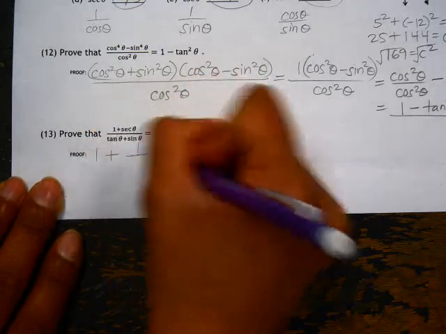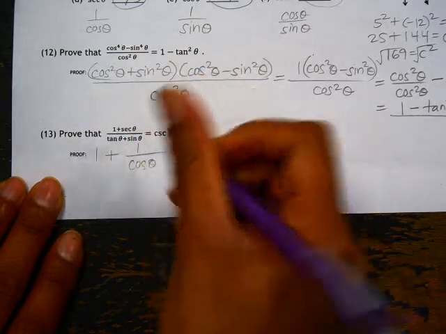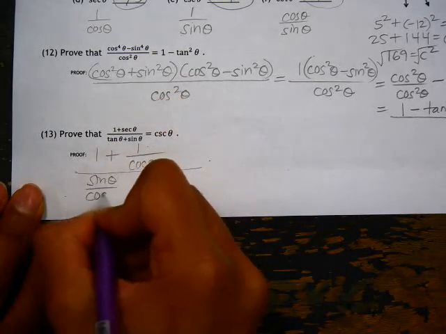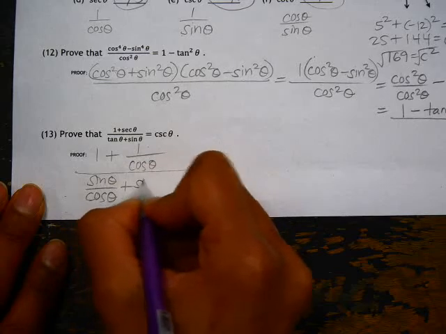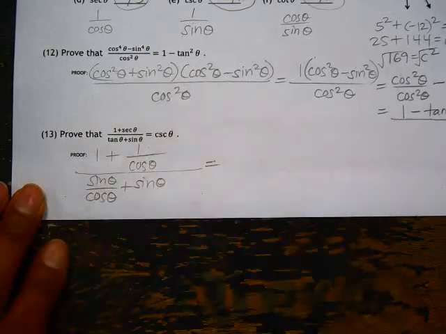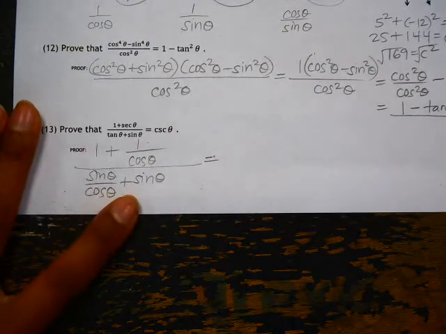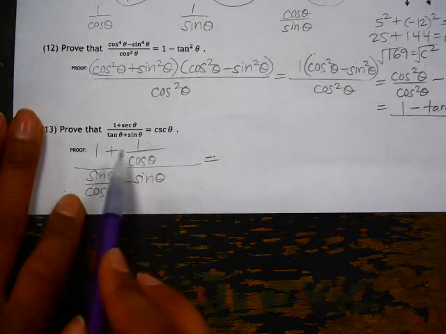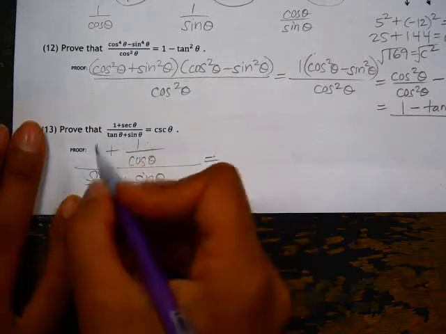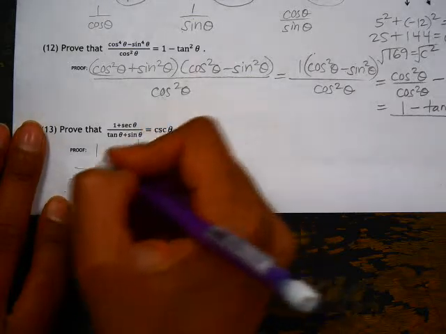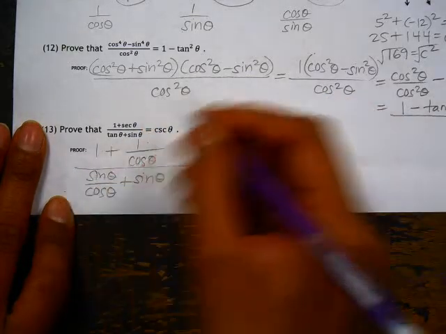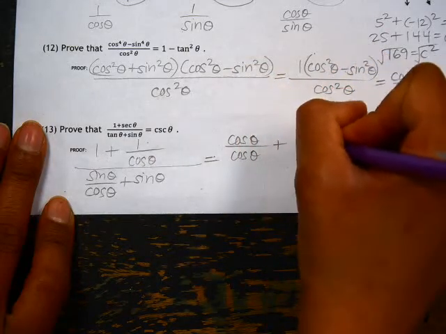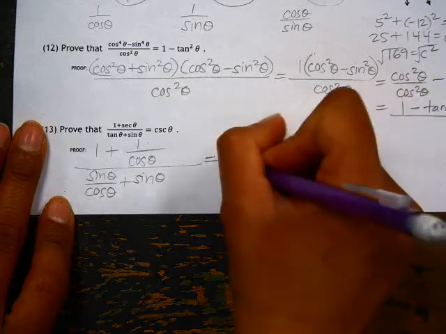On this last one here, I'm going to substitute what each of these identities is equivalent to. So 1 plus 1 over cosine. Tangent is sine over cosine. And if I want to combine these fractions, I need common denominators. So if this has a denominator of cosine, I want this to also have a denominator of cosine. So that would become cosine over cosine plus 1 over cosine.